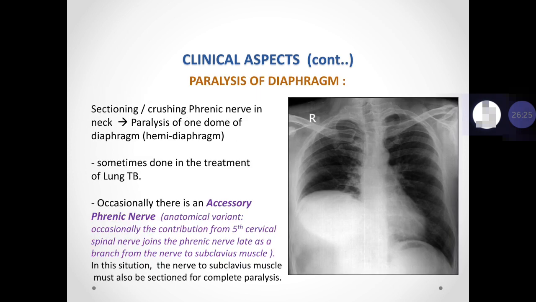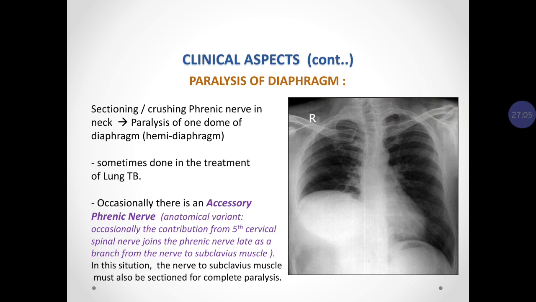The next important clinical aspect is the paralysis of the diaphragm. I told you that C3, C4 and C5 keep the diaphragm alive. Any damage to the phrenic nerve, any sectioning, crushing, any traumatic injury to the phrenic nerve, leads to paralysis of one dome of the diaphragm, which we call hemidiaphragm. You can see in the diagram that one dome of the diaphragm, which is particularly the right, has gone quite up, while the left dome of the diaphragm is quite low.